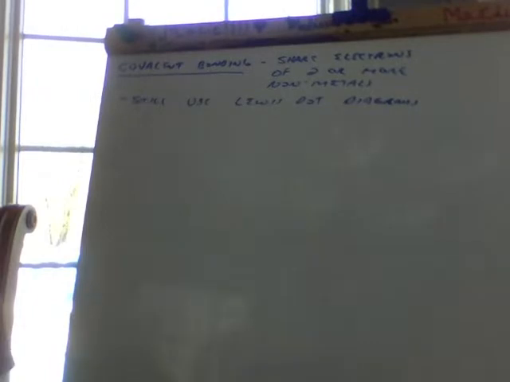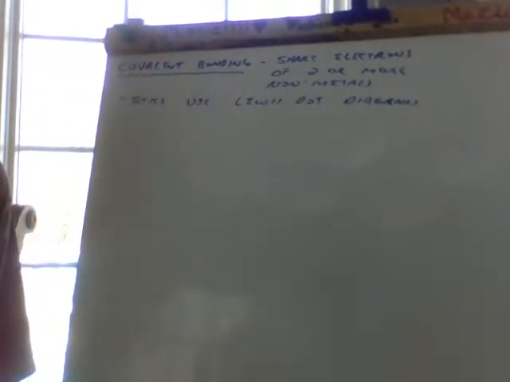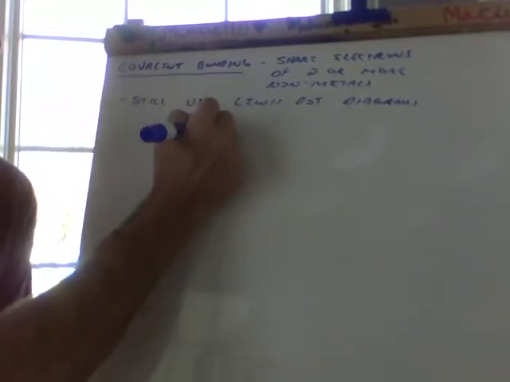But these are going to share electrons of two or more non-metals. So there's not going to be any transfer. There's not going to be any charges. So we're still going to use our Lewis dot diagrams, and we're still going to fulfill our octet rule. And the easiest one for you to understand this with is water.